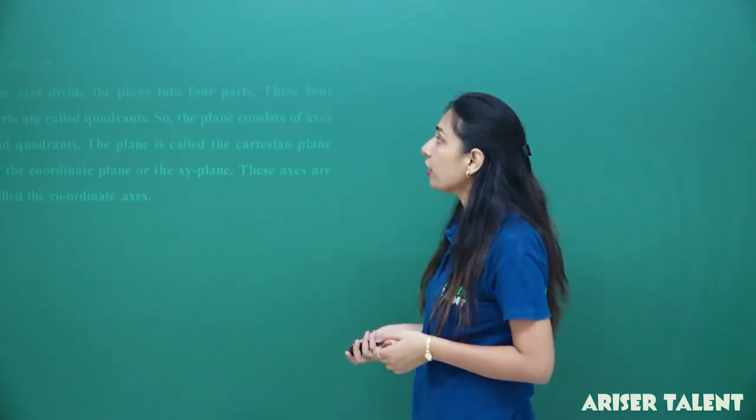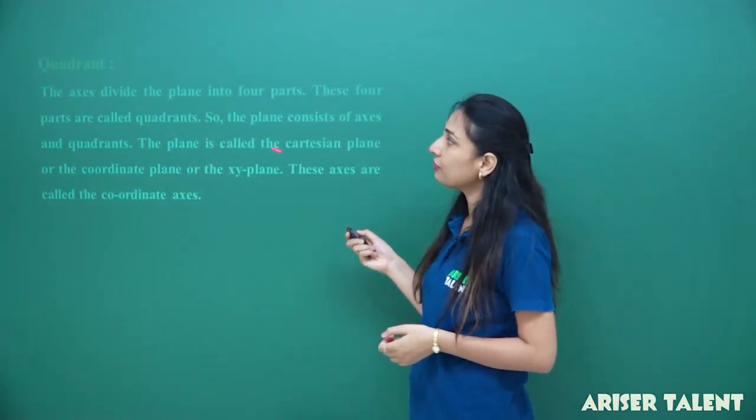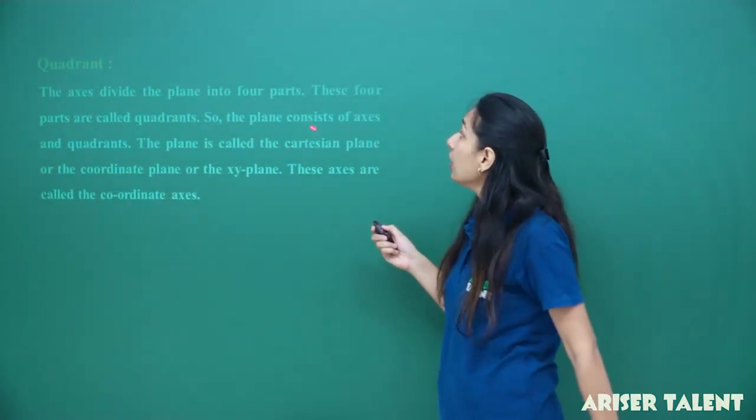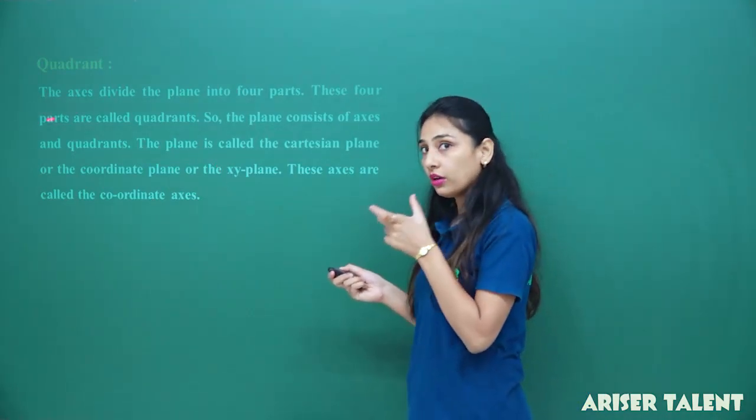Okay, so we are going through an interesting chapter that we have just started, and some theory we have studied, that is coordinate geometry. In that we studied the coordinate axis, the Cartesian coordinates, and the quadrant. We were on quadrant. The definition of quadrant was: the axes divide the plane into 4 parts. These 4 parts are called quadrants.